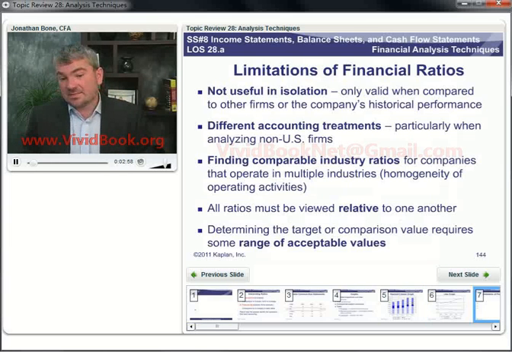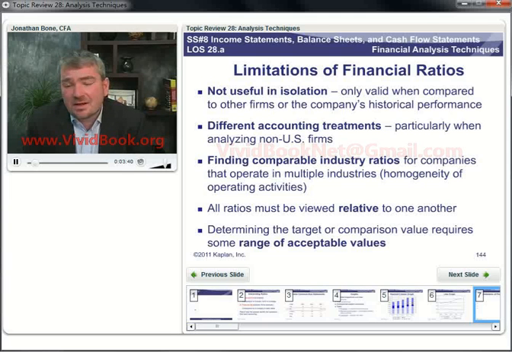Now, we need to be aware of the limitations of ratios. Of course, a ratio tells us nothing in isolation. We need some form of benchmark to compare it against. And we've already said this could be cross-sectional, comparing to other firms, or it could be time series, comparing our firm's ratios and looking at how they've changed over time. Now, remember, if you're using cross-sectional, then you've got to be aware of different accounting treatments. In other words, different accounting principles that have been selected by two firms reduce their comparability. Of course, this is especially the case when you're comparing one firm that uses US GAAP and maybe one firm that doesn't, so when you're looking at international analysis.